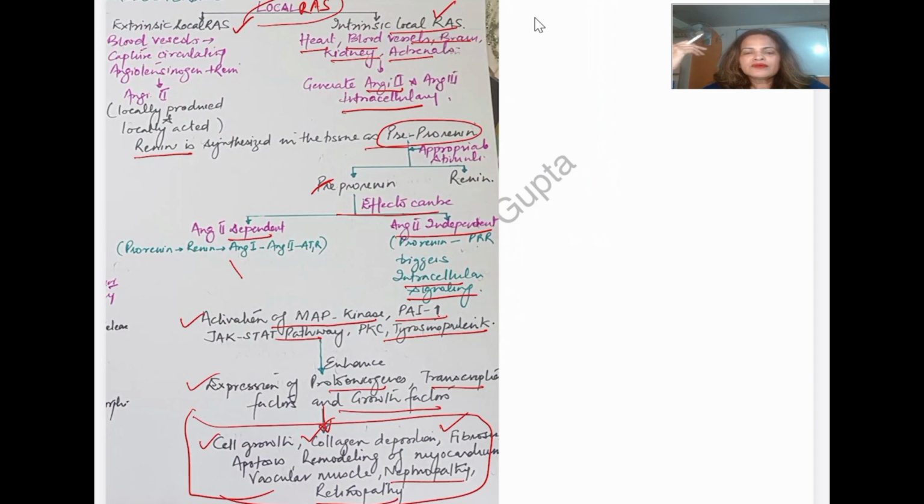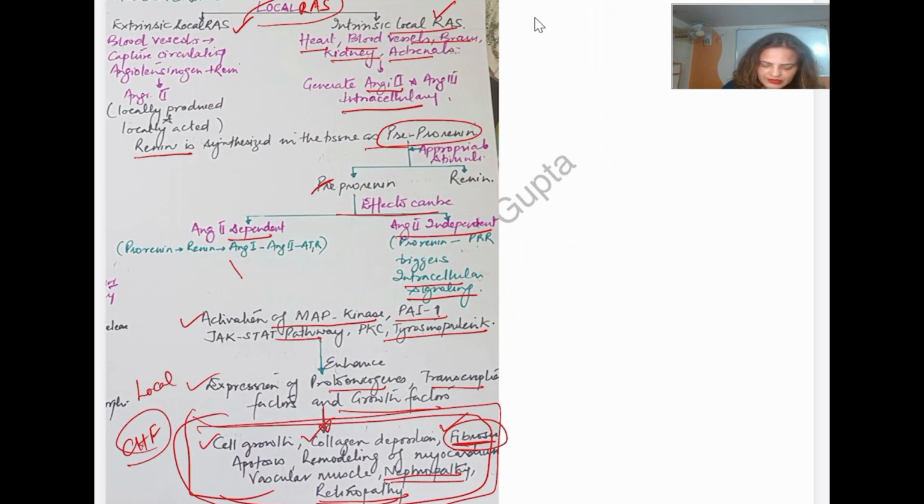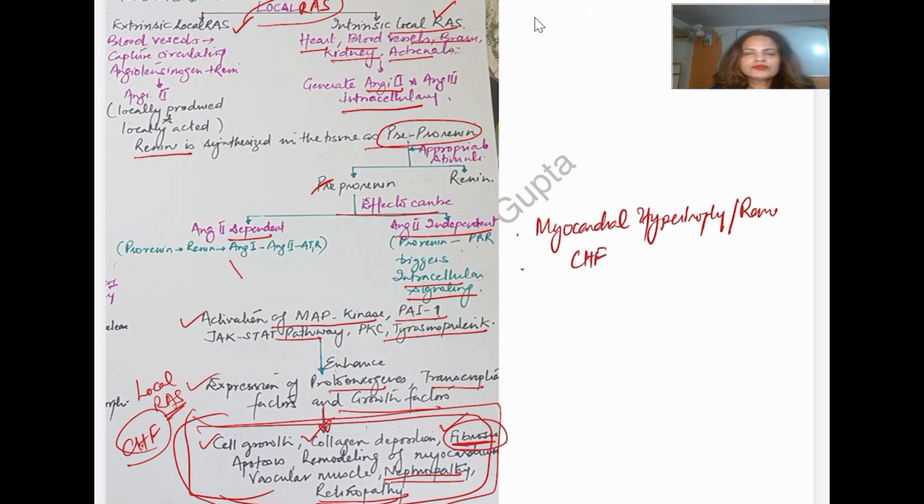Okay, so this remodeling of the myocardium or myocardial hypertrophy is very common in CHF. Fibrosis, okay, in the post MI patient, that is also very important. Then retinopathy and nephropathy. That means whenever the patient is having all these things, we have to give the drug to inhibit this pathway. So the first was hypertension. The second one is if the person is having myocardial hypertrophy and remodeling, just like in CHF. So this is another indication.